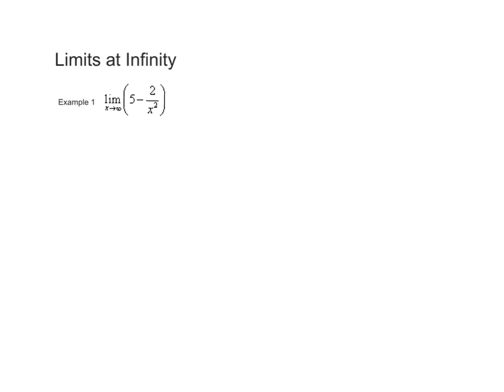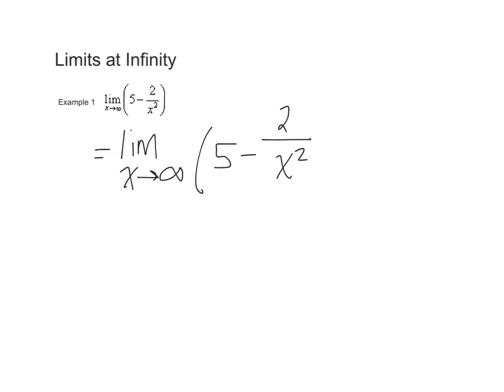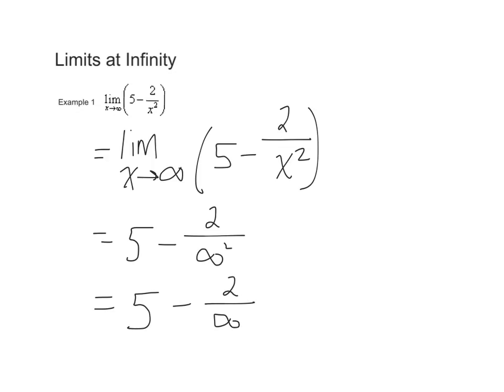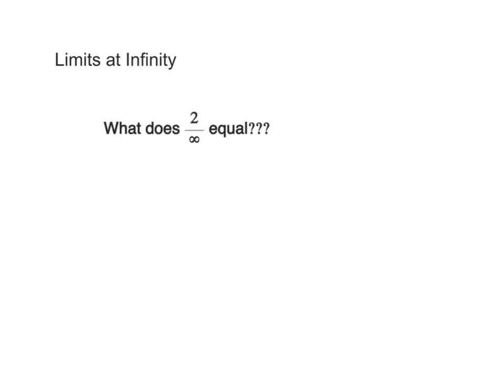Okay, now to some examples. First one, limit as x goes to infinity of 5 minus 2 over x squared. I'm going to start by actually substituting the infinity symbol in for x. Now, you know infinity squared is just some huge number being squared, so we can simplify that to be 5 minus 2 divided by infinity. But the question is, what does 2 divided by infinity actually equal?